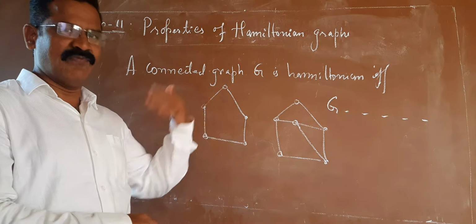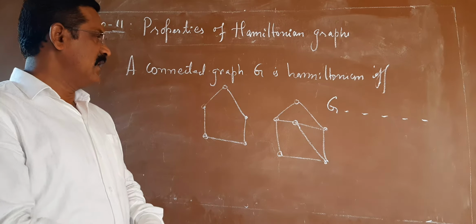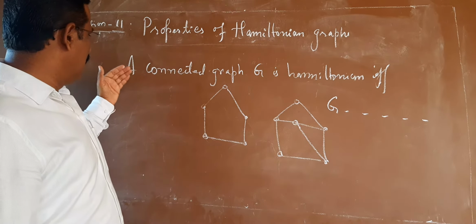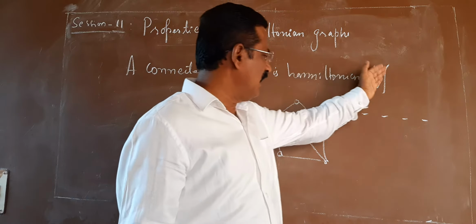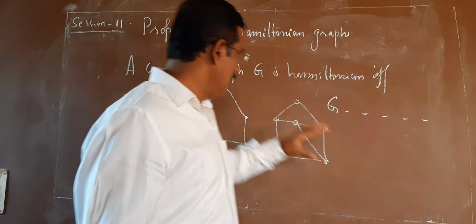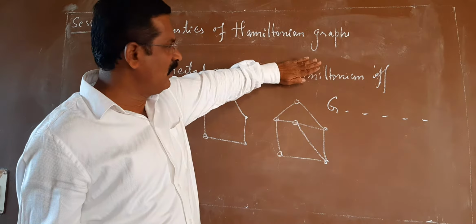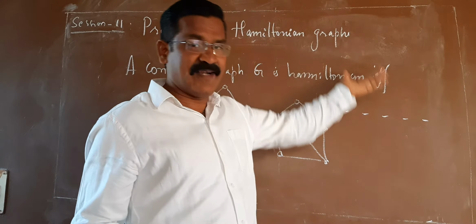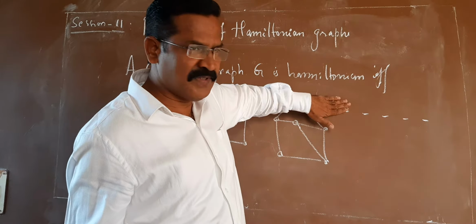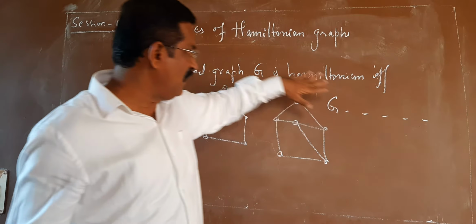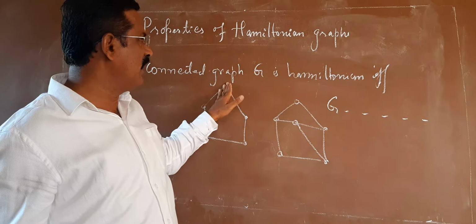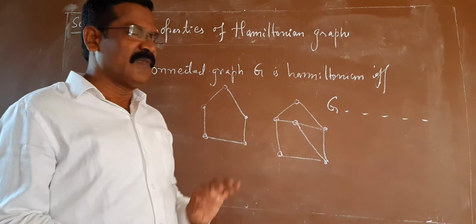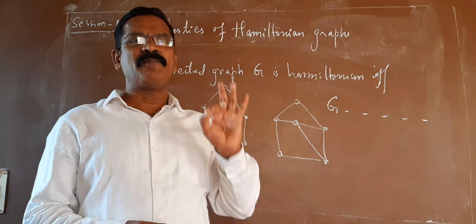If we think in this way, because you are all students, just try to understand what could be the general result. A connected graph G is Hamiltonian if and only if... It implies if you consider any Hamiltonian graph, that graph must satisfy these conditions. On the other hand, conversely, any graph which satisfies these conditions must be Hamiltonian. Till today there is no such result. So in graph theory, this is the major unsolved problem.